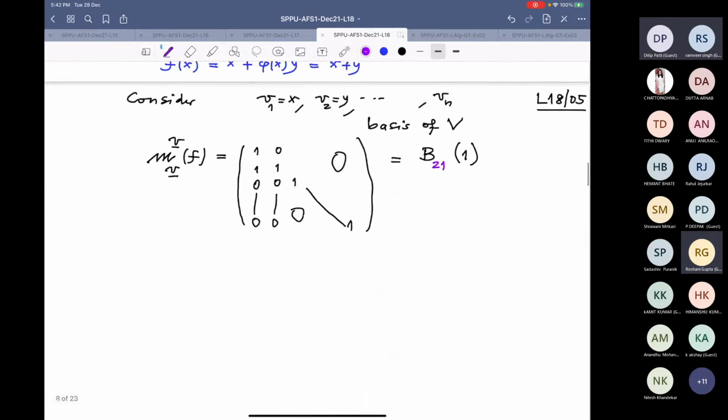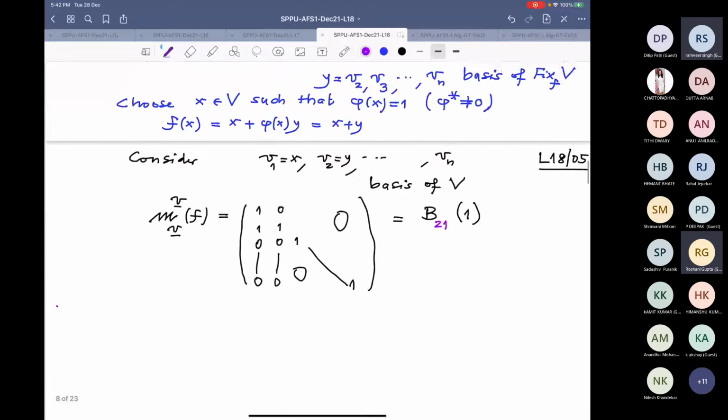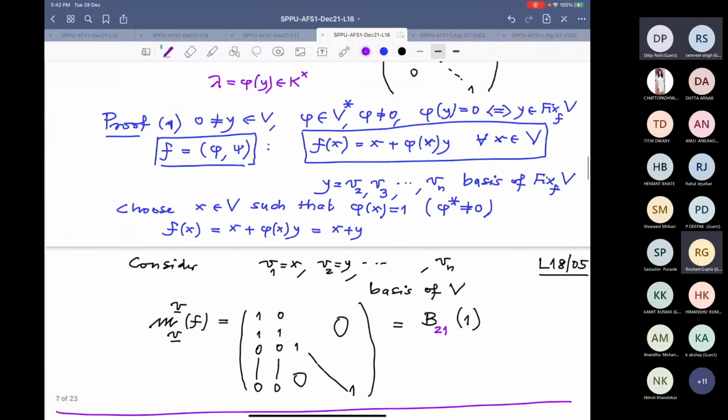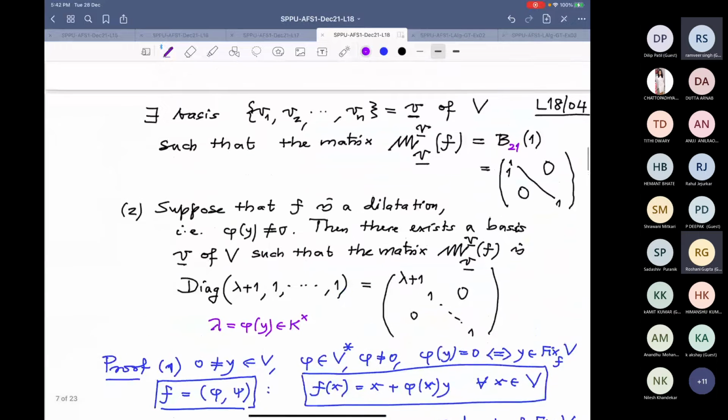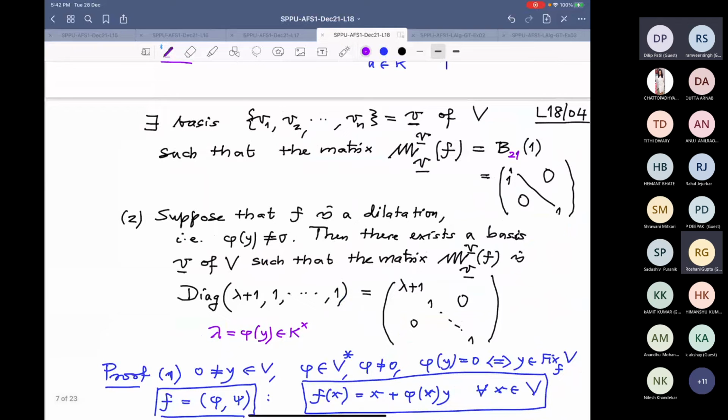All right, now we finish this proof. Obviously, part 2 I am not proving. 2 is simpler, I guess. And anyway, I am not going to use part 2.